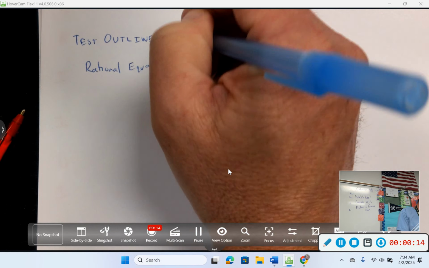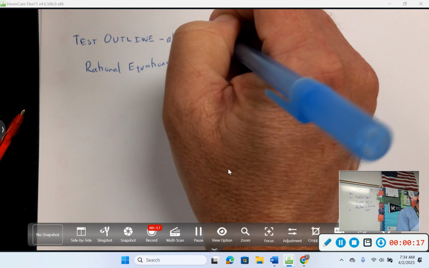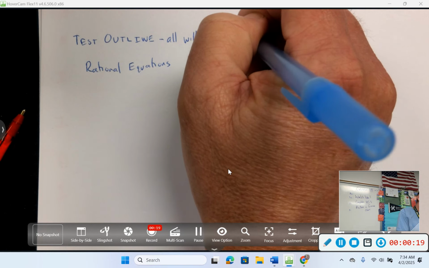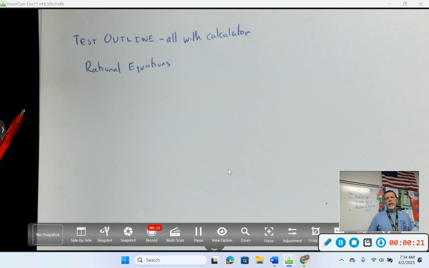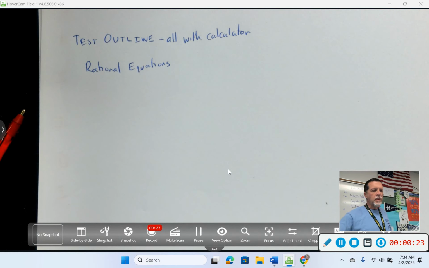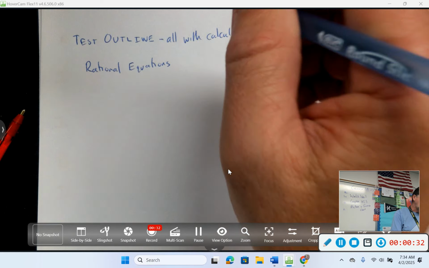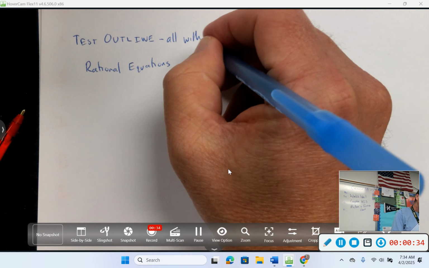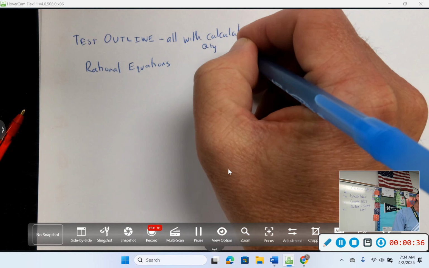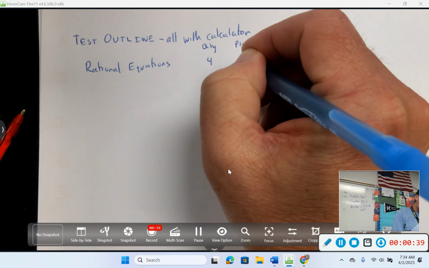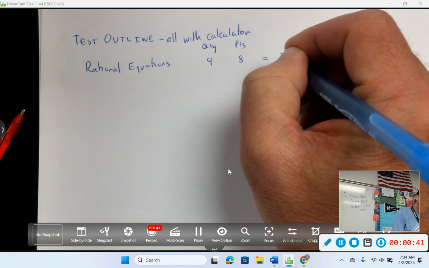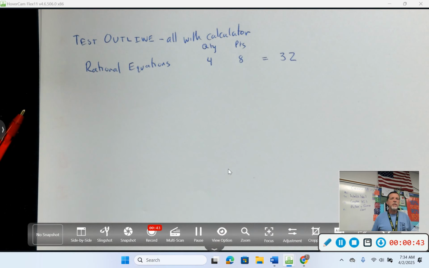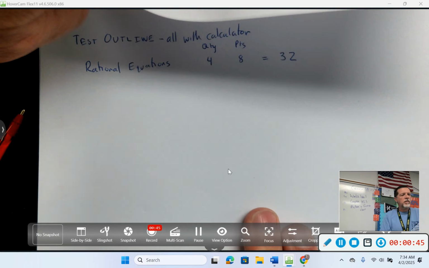Oh, the test is all with calculator. I should say that at the beginning. For many of them, the calculator doesn't really do you any good, but you can have it if it helps you feel better. A little security blanket there. Rational equations: 4 of those at 8 points each makes 32 total points on rational equations.